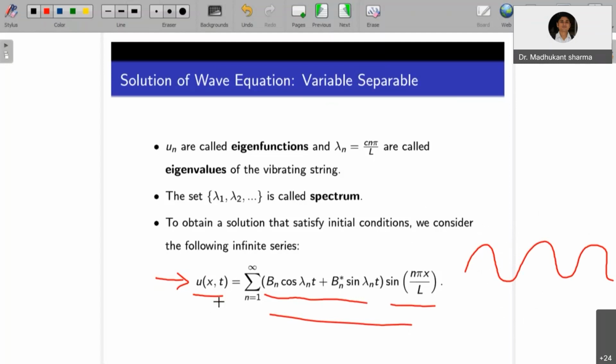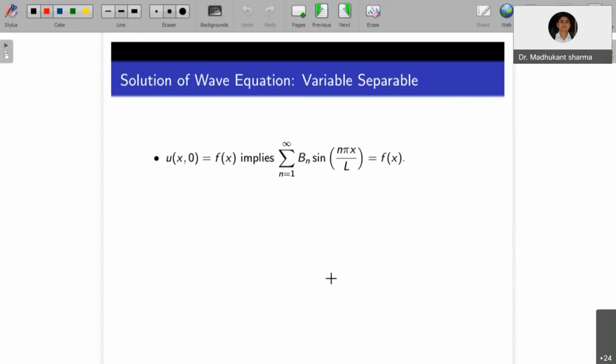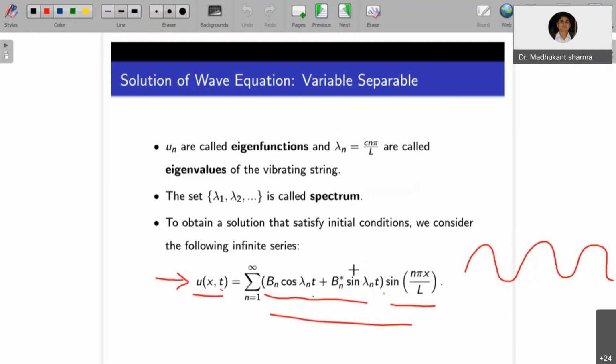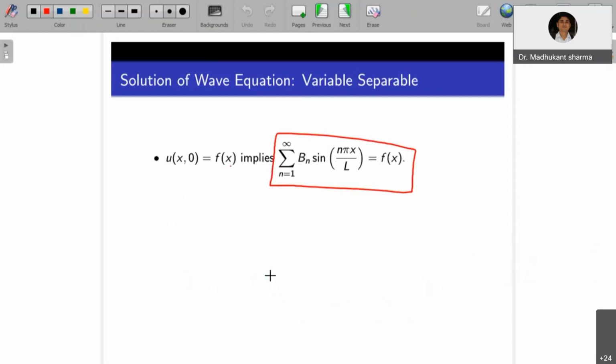Now at t equals 0, that theorem says you can obtain it by replacing t equals 0 here. So u(x,0), at t equals 0, is f(x), which implies the following. At t equals 0, sin 0 is 0 and cos 0 is 1. So we get B_n times sin(nπx/L), and this is equal to f(x). This is nothing but the sine series of f, over the interval 0 to L.